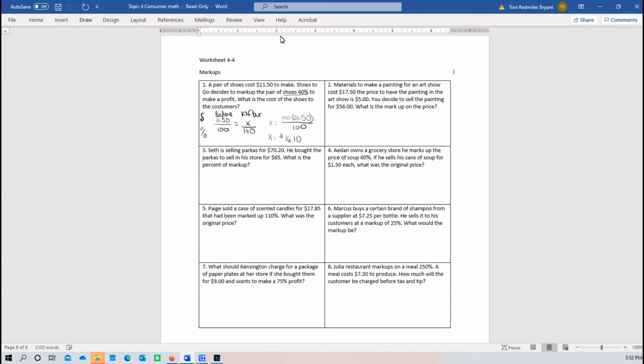Okay, so first thing I need to do is figure out how much money everything costs. So it cost us $17.50 to make the piece of art, but also $5 just to be in those shows. So that's part of the cost, right? That's going to be $22.50. All right. So again, let's put our proportion together.